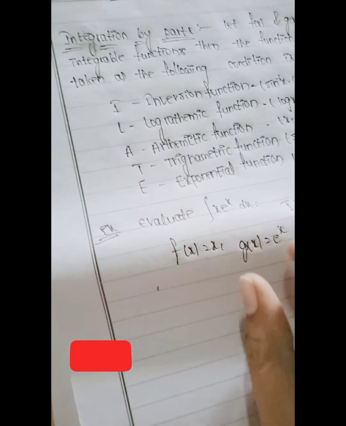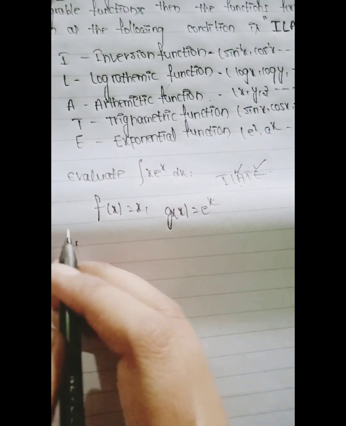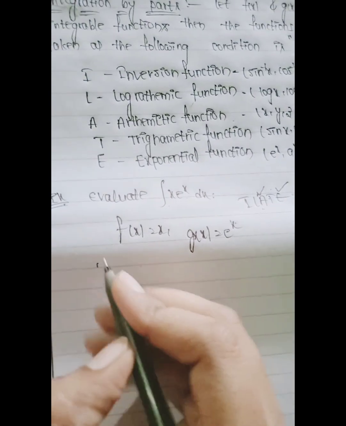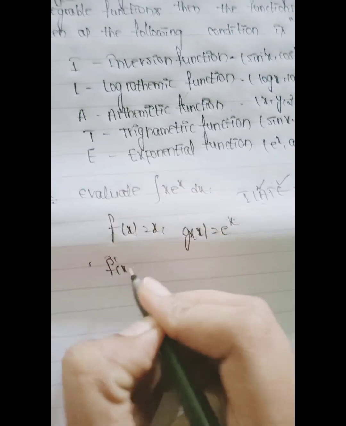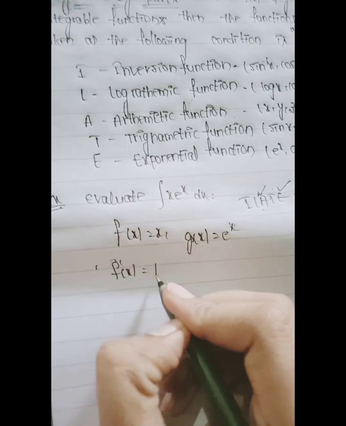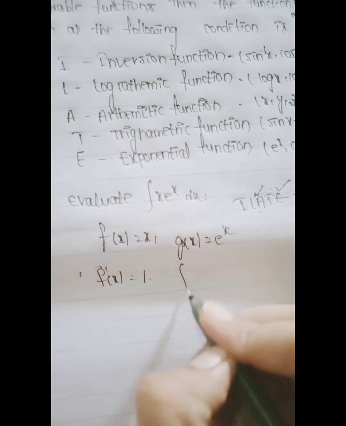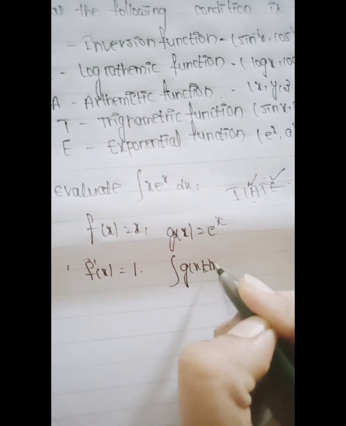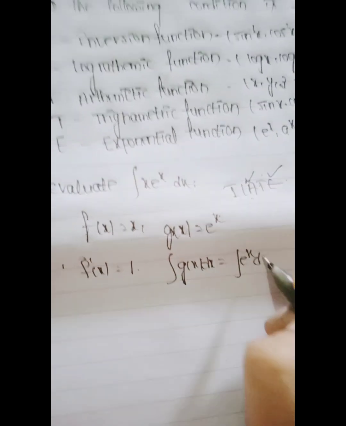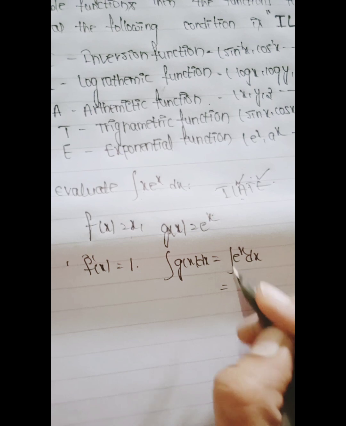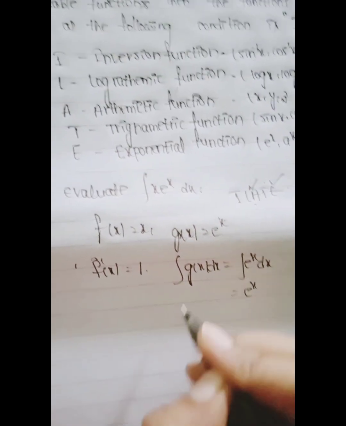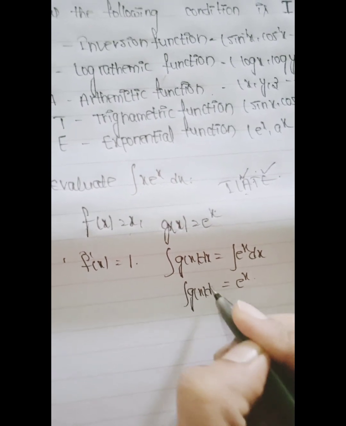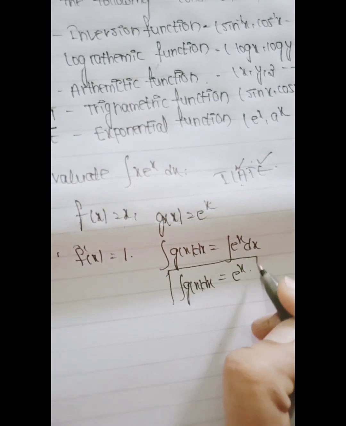We differentiate f of x and integrate g of x. Differentiating f of x, d by dx of f of x, f dash of x, is equal to d by dx of x, which is 1. Next, integrating g of x, integral g of x dx is equal to integral e power x dx, which is e power x.